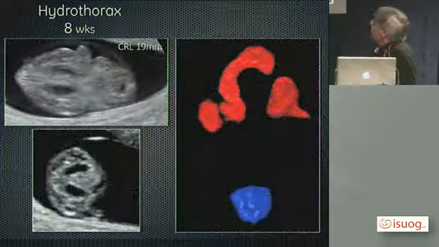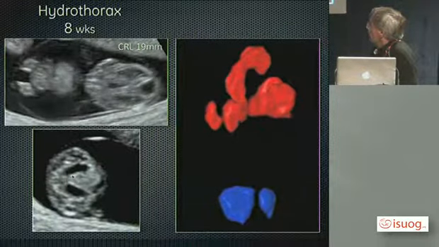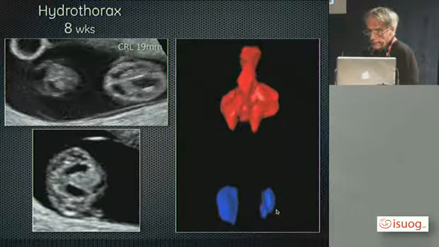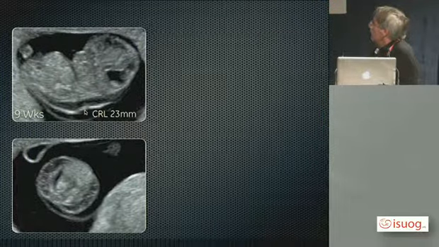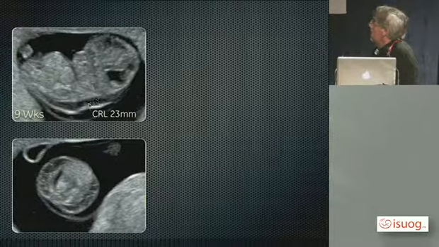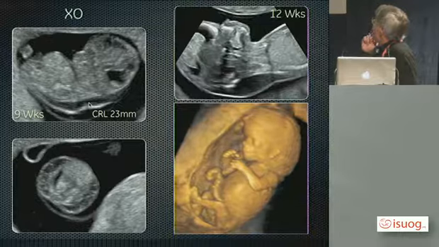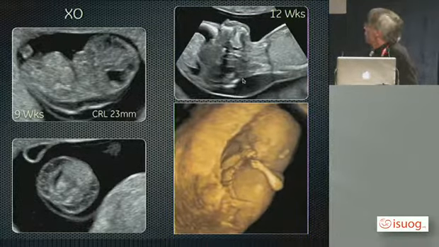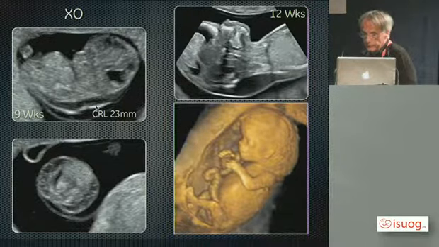Another case of hydrothorax at 8 weeks, a large one. This is the position of the hydrothorax. The checkup at 9 weeks, and you can see the nuchal translucency, and at 12 weeks, there was an increase of nuchal translucency, and it was a Turner syndrome, monosomy.